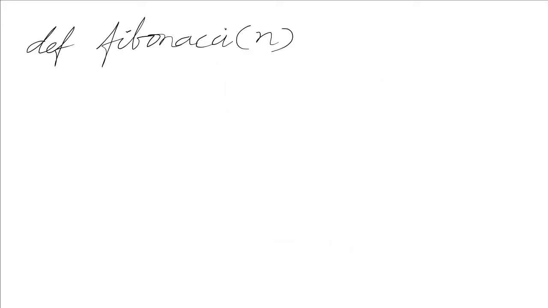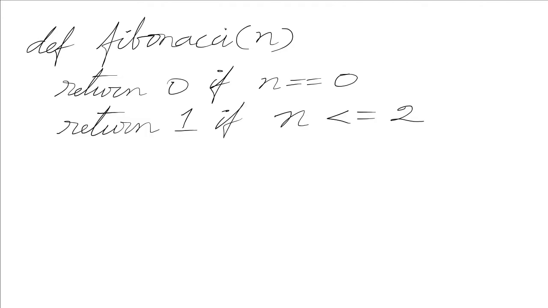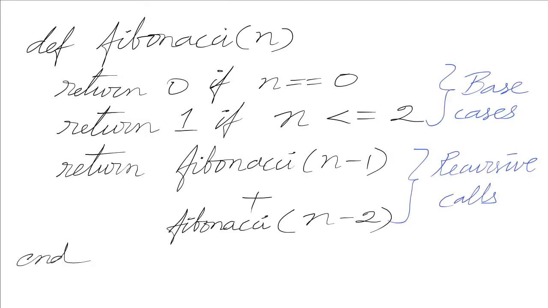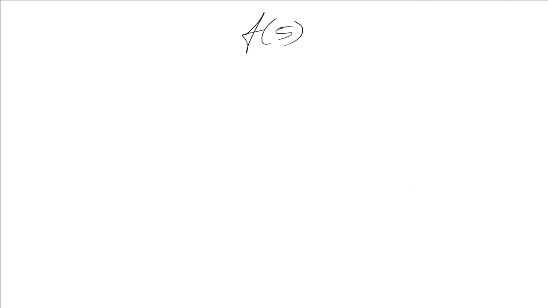We can generate this sequence using recursion. We have two base cases and two recursive cases. Let's look at the recursive calls made for n equals 5. We make two calls for 5 minus 1 and 5 minus 2.